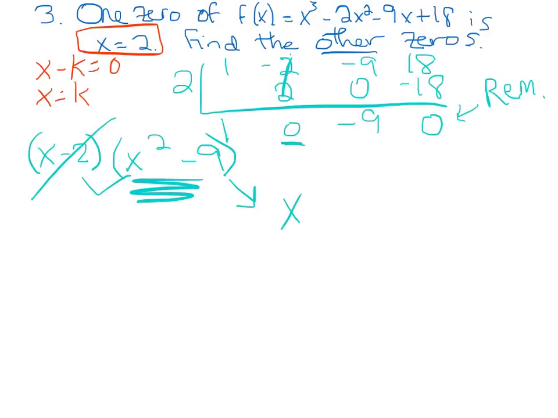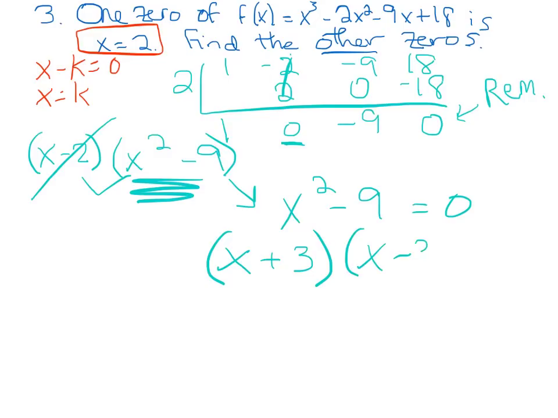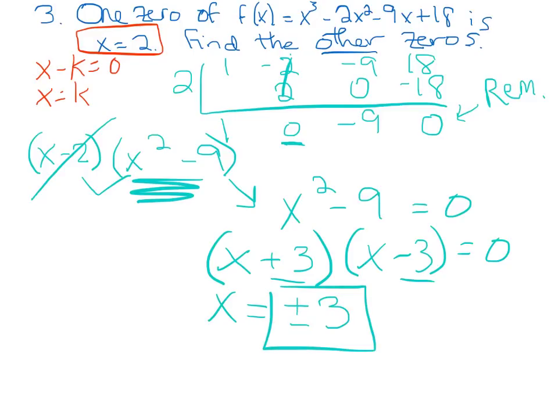So let's take x squared minus 9, set that equal to 0. That's x plus 3 times x minus 3. So x is going to be equal to, this will give us a negative 3 from this one and a positive 3, plus or minus 3. These are our other zeros.